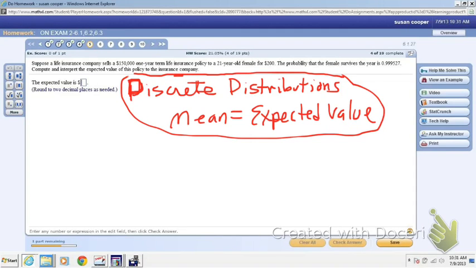Okay, more homework help. Students often ask me, how do you compute the mean of a discrete probability distribution by hand, and then of course on the calculator. Let's take a look at this problem.